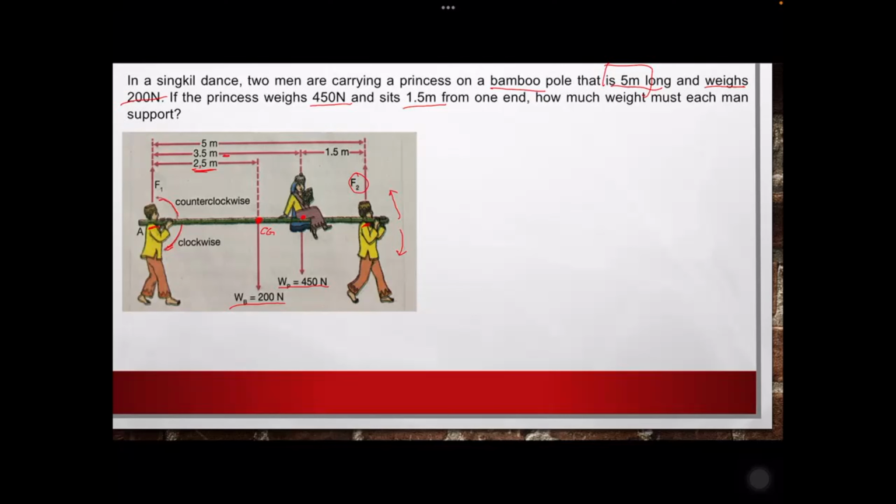It says, where is our problem? Seats 1.5 from one end. So, this is our 1.5. So when you add 3.5 plus 1.5, that will be 5 meters. So the distance between F1 and F2 is 5 meters.